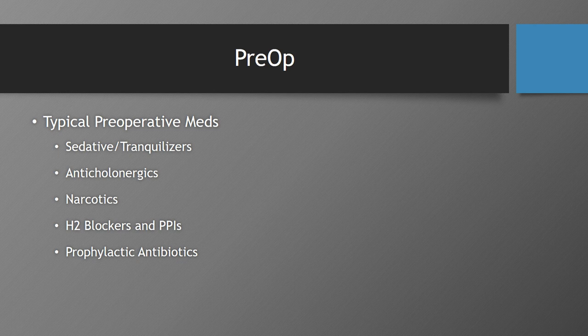Typical preoperative meds: they get sedatives and tranquilizers, anticholinergics. We've got narcotics, H2 blockers and PPIs, and prophylactic antibiotics. Again, the antibiotics are to prevent infection. H2 blockers and the PPIs are really to make sure that your patient doesn't have an allergic reaction, or it actually cuts down the amount of acid in their stomach. So if they do get nauseous, there's less of it to throw up. The narcotics are to fix the pain or prevent it, and then we've got the sedatives and tranquilizers to really kind of put them under.